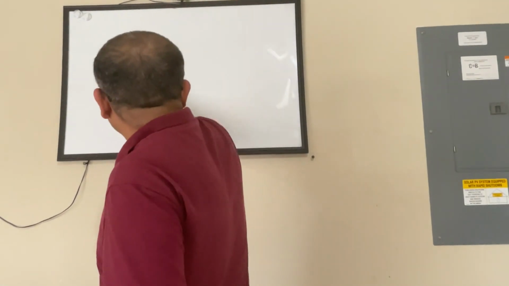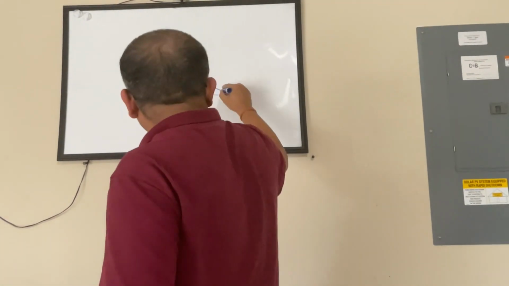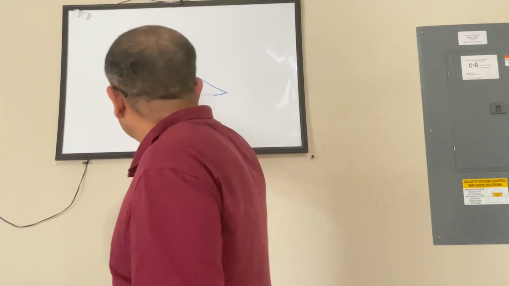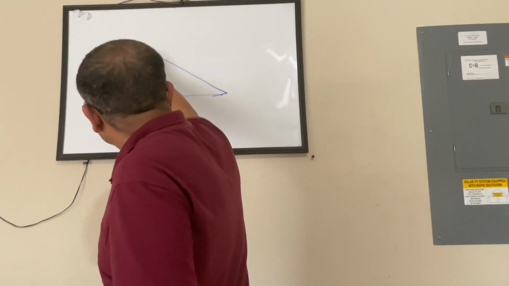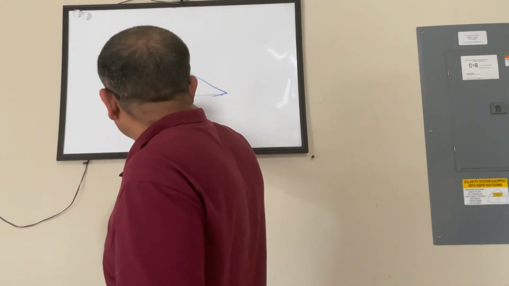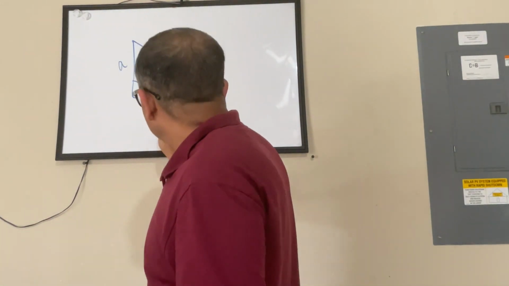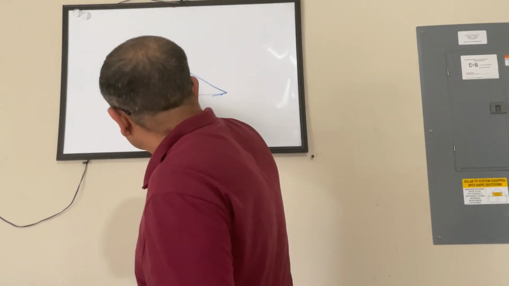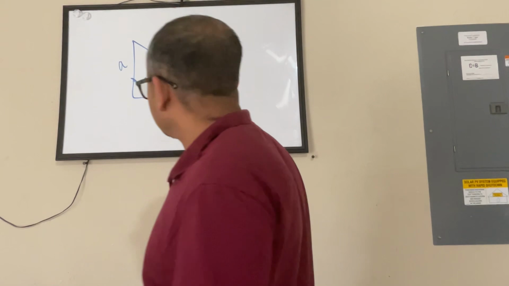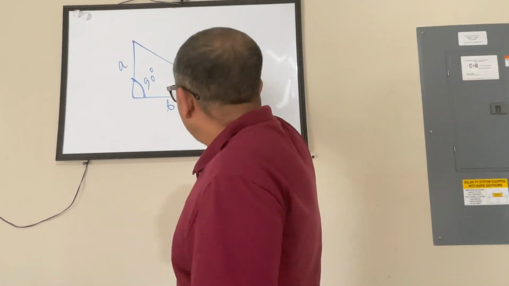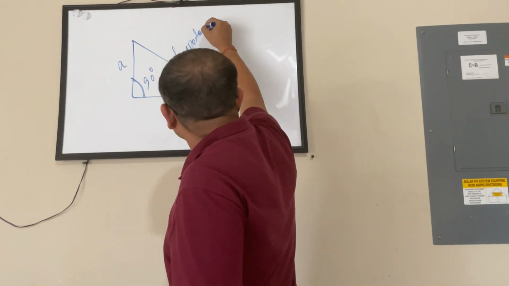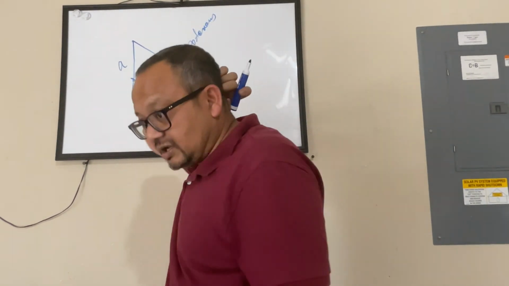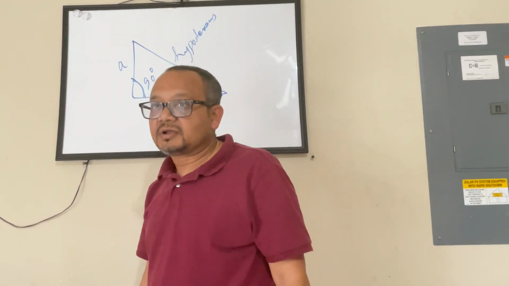It deals with a right triangle or right angle triangle. This is 90 degree. This is one side. This is the other side. These are the two sides that are making 90 degree. Okay? And this is called the hypotenuse, the longest side of the right angle triangle.